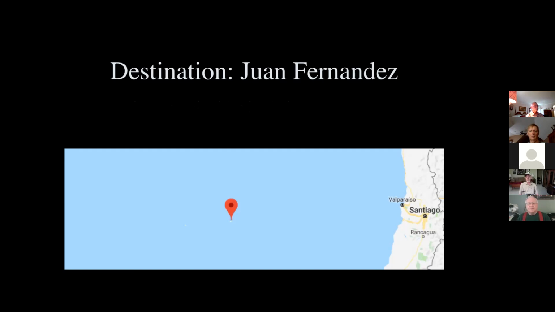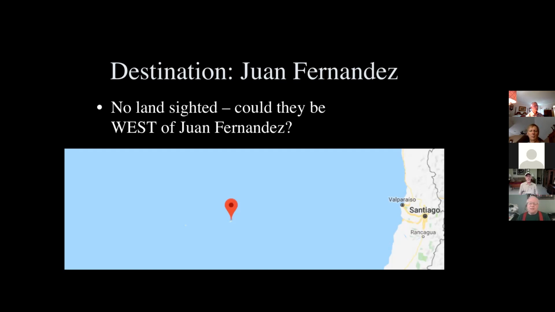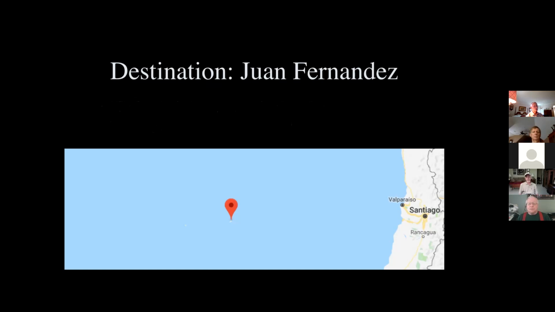And so he thinks to himself, as you would, oh my God, what if I'm west? What if I'm already west of Juan Fernandez? I've been sailing away from it, not toward it. So the decision is made. Let's turn back and hope that we will hit Juan Fernandez if we turn back. So this is what they do.